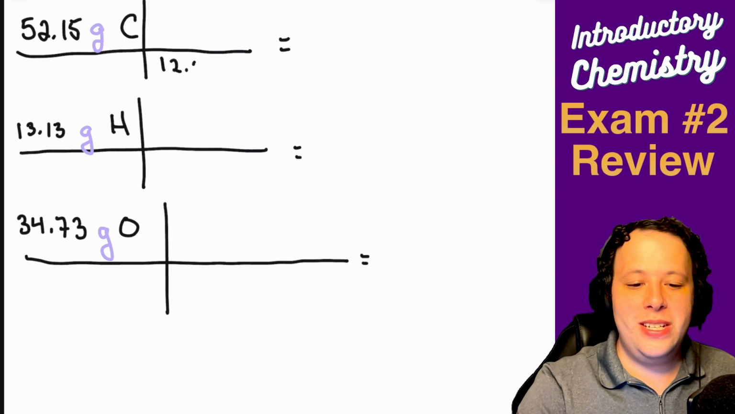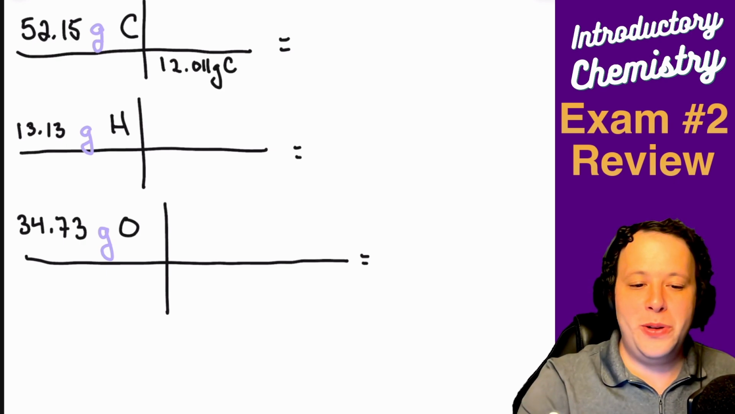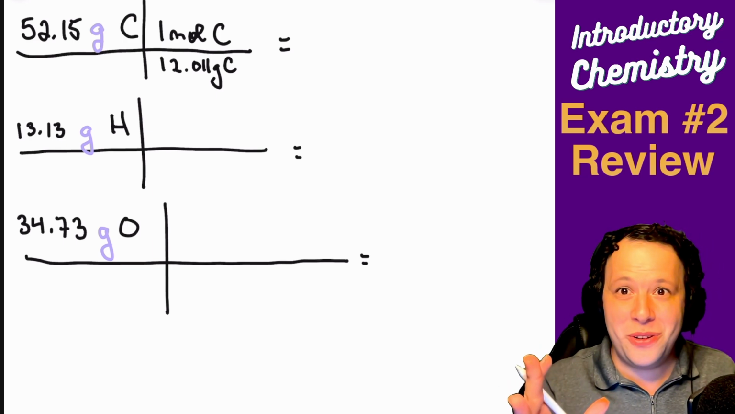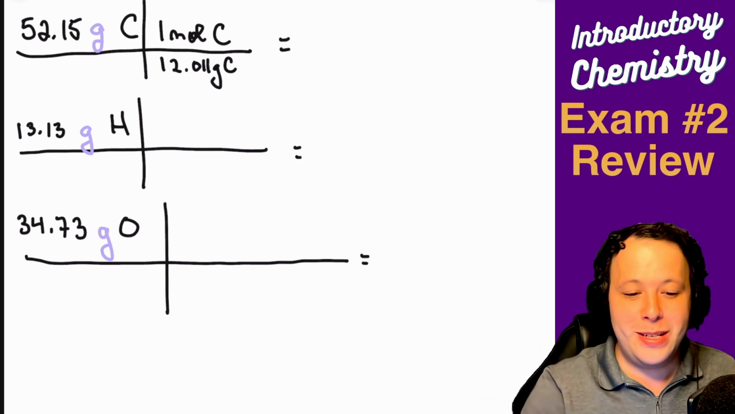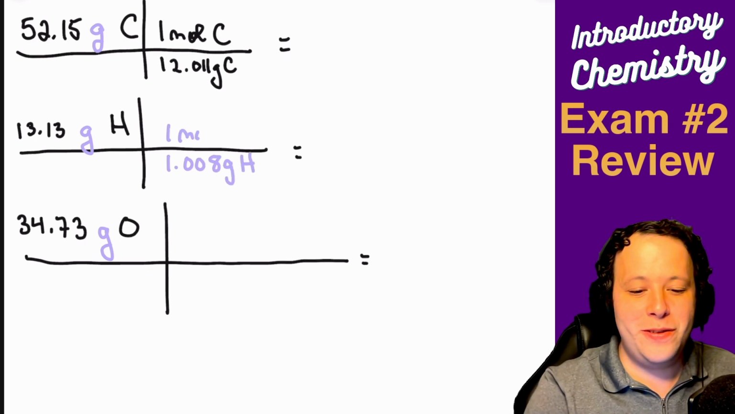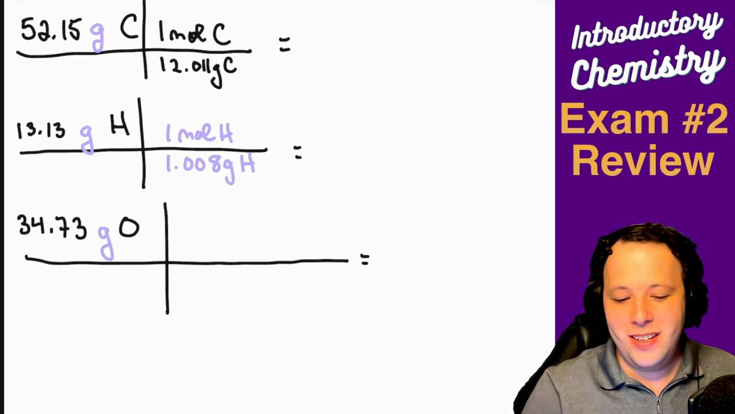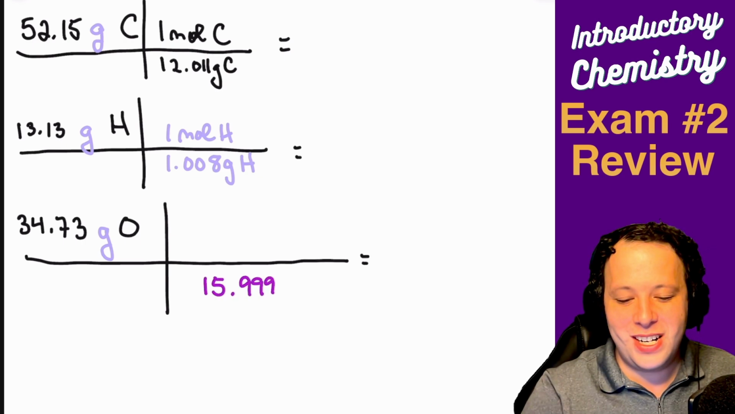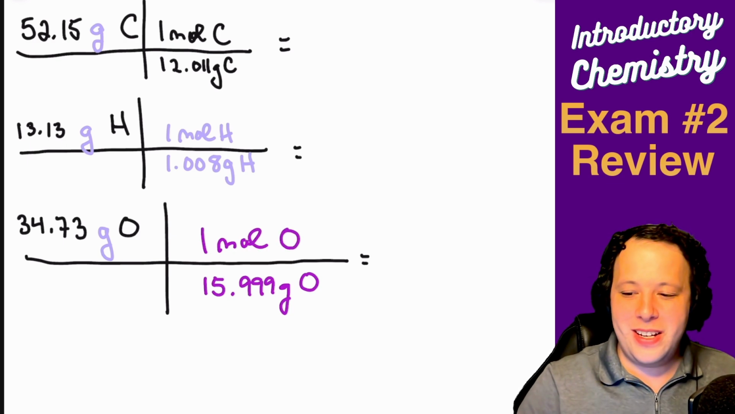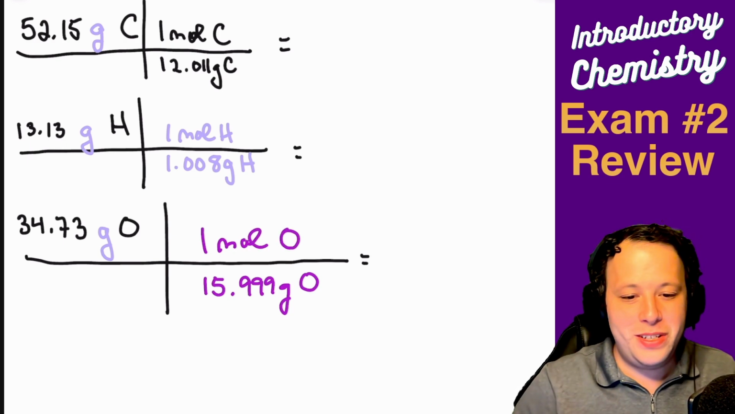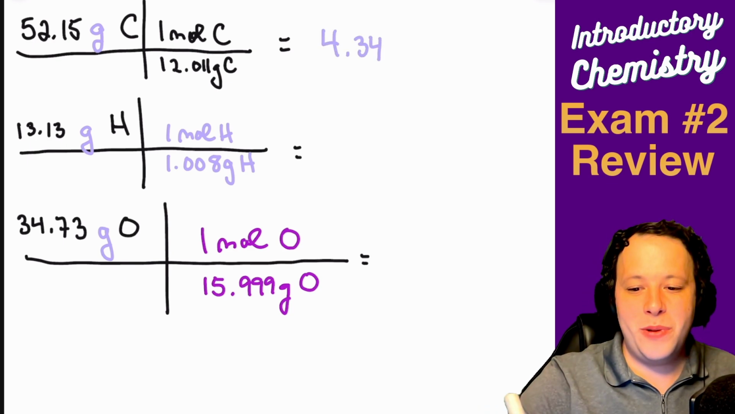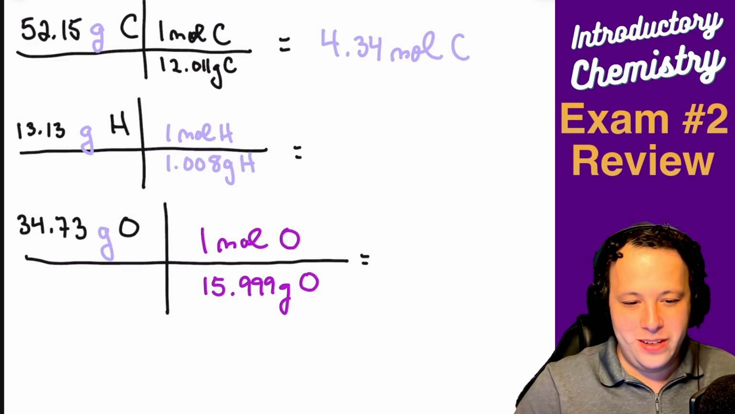So we're going to once again use the values from our periodic table for molar mass. So we see that 1 mole of carbon is equivalent to 12.011 grams of carbon from your periodic table. Then we have 1.008 grams of hydrogen is equivalent to 1 mole of hydrogen. And then we can also write the one for oxygen too. Now, when we solve for that, we'll do the first one. So it's 52.15 divided by 12.011. So you should get 4.34 moles of carbon.